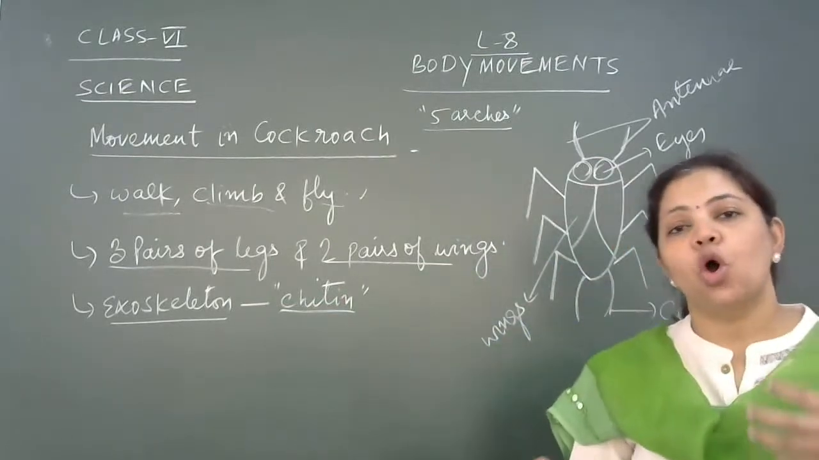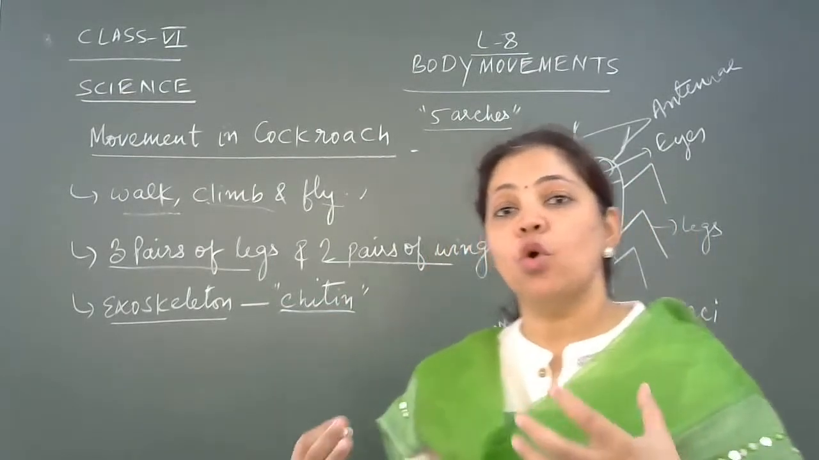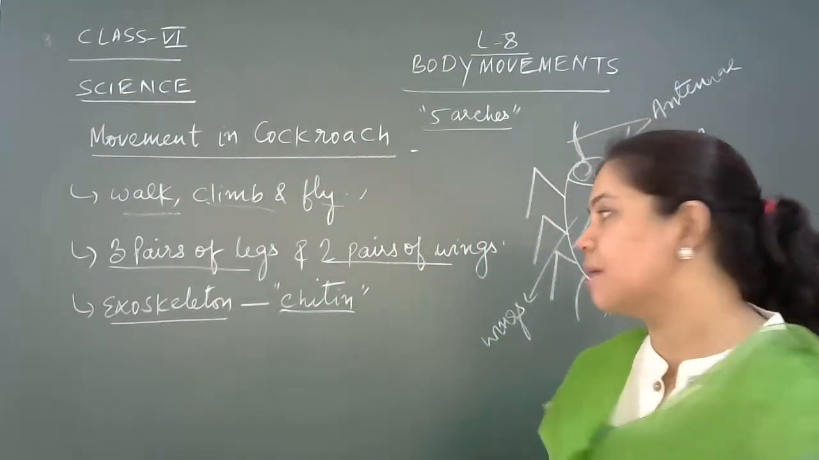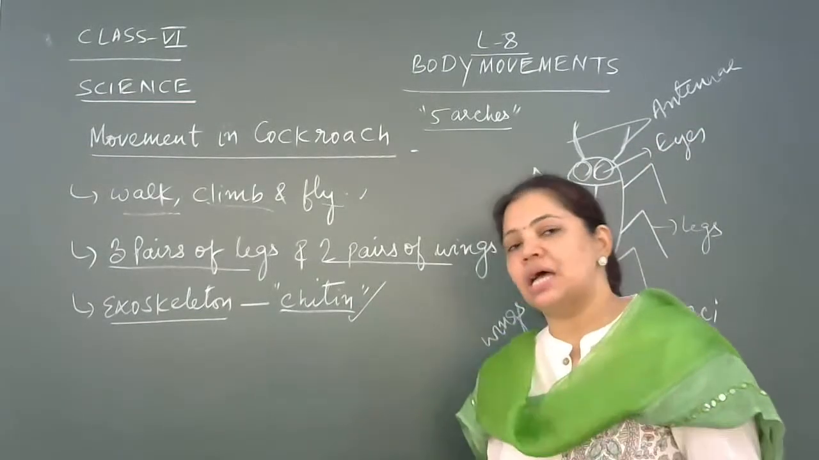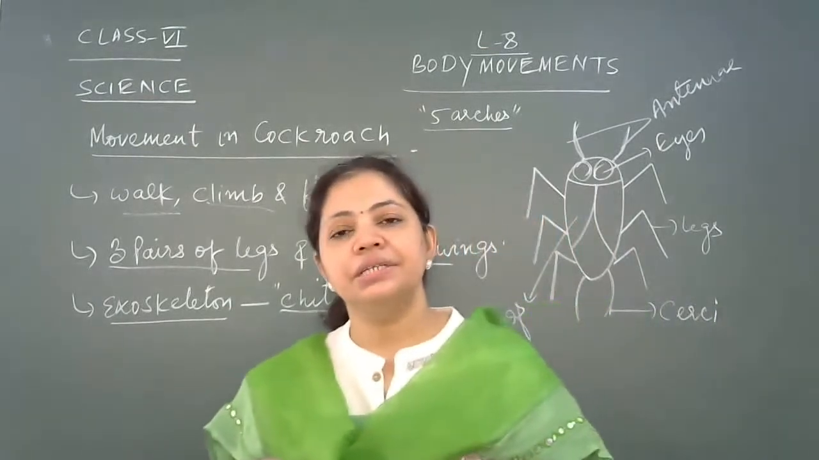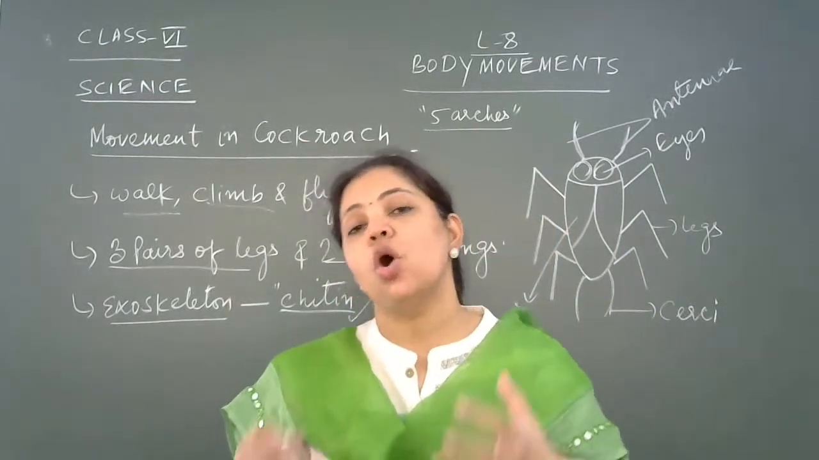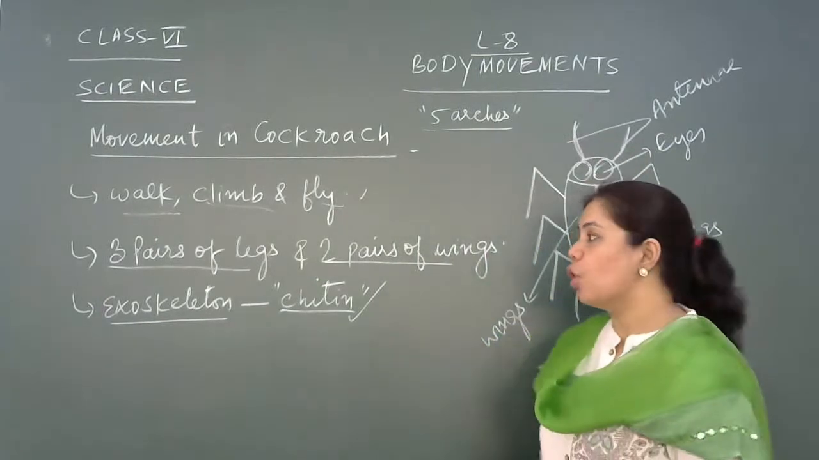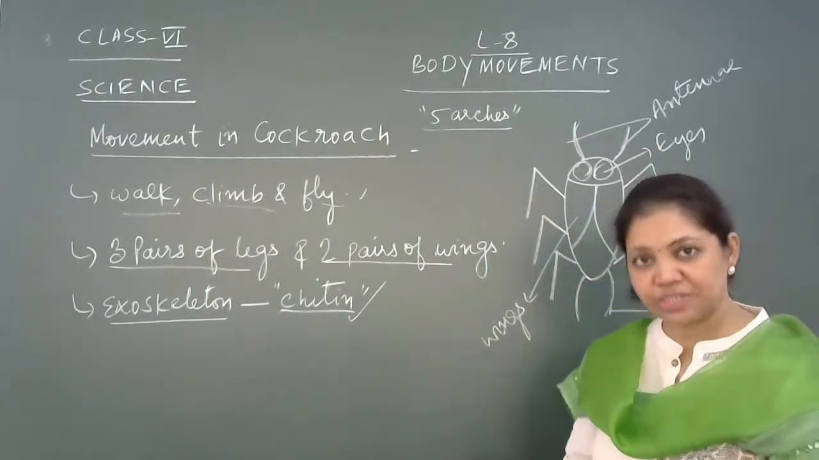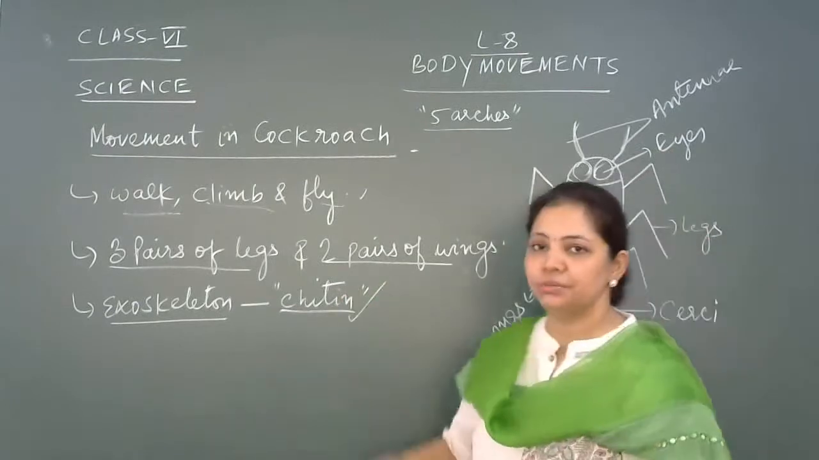Yes, the exoskeleton of the cockroach is made of a special substance which we call chitin. And you will learn in higher classes, students, that this chitin is basically a kind of complex sugar, right? So the skeleton of cockroach, exoskeleton I should say, is made up of chitin, right?